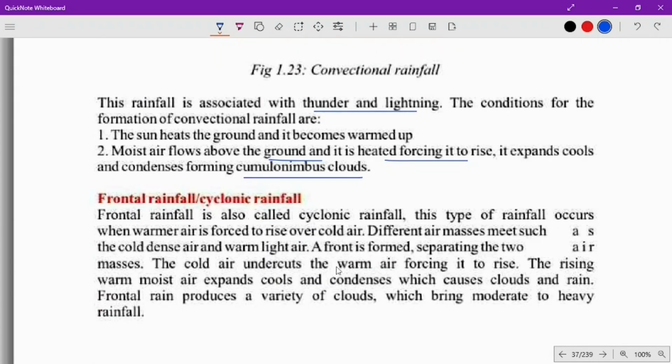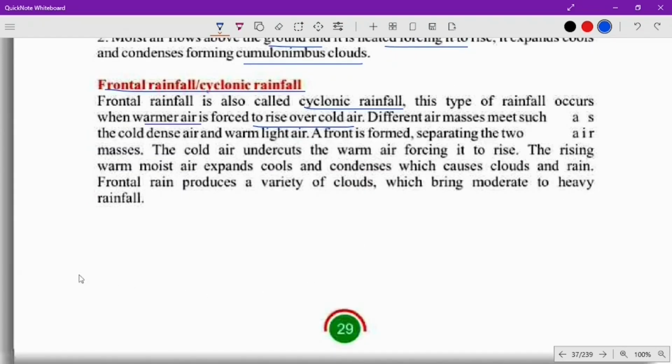Let's go to the last type of rainfall, frontal or cyclonic rainfall. Frontal rainfall is also called cyclonic rainfall. This type of rainfall occurs when warm air is forced to rise over cold air. So here's the difference between frontal and convectional. Frontal, the warm air is forced to rise over cold air.